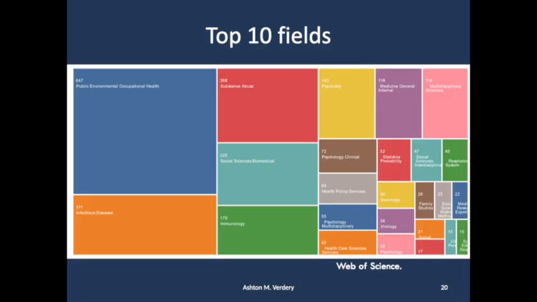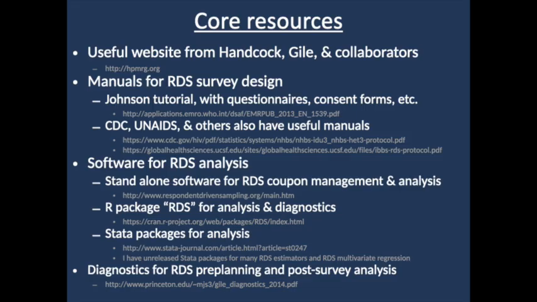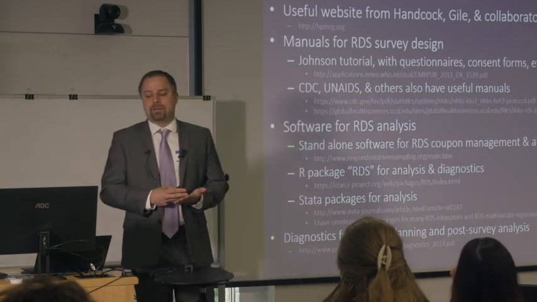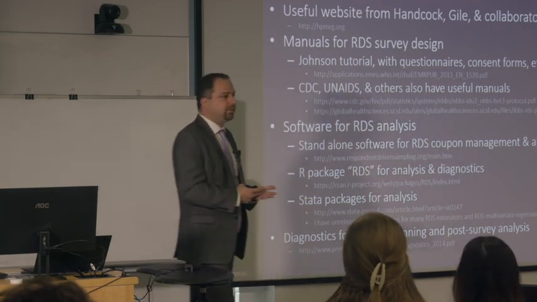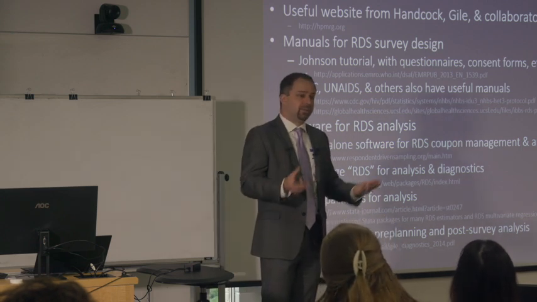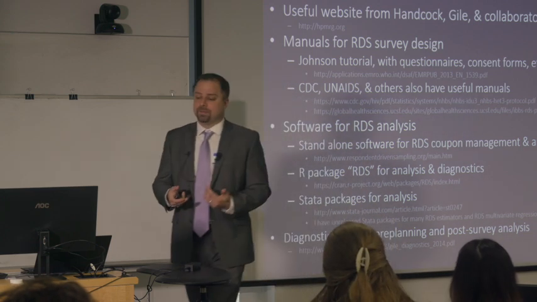RDS is used in a lot of fields, primarily in the public health world, but also in social sciences. And I'm going to skip over this quickly, but there are a lot of major resources for RDS analysis. There's really good manuals to design RDS studies, like the World Health Organization has a nice manual, CDC has a nice manual. And there's a lot of software out there for RDS analysis, including an R package that makes it very easy to estimate the features that you're interested in and apply multiple different estimators.